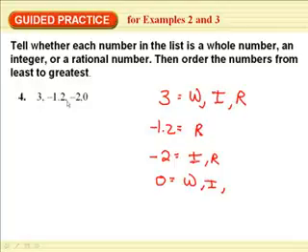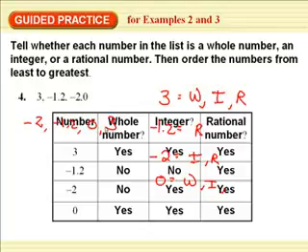So -2 is the smallest. -1.2 is next. 0, then 3. And when I get them, then I start thinking about it like money. Yes, yes, yes. No, no, yes. That's what we said, wasn't it? Yes. Only the rational. Integer and rational.